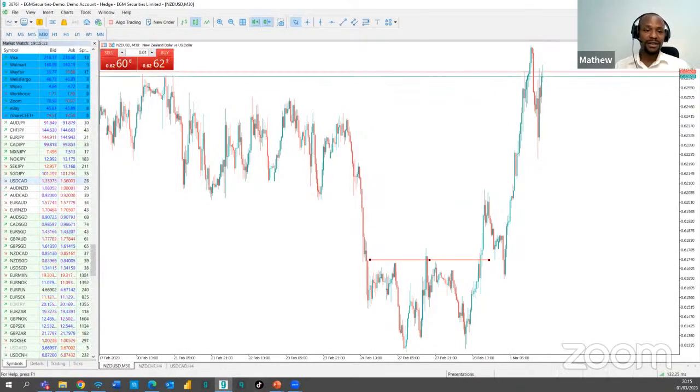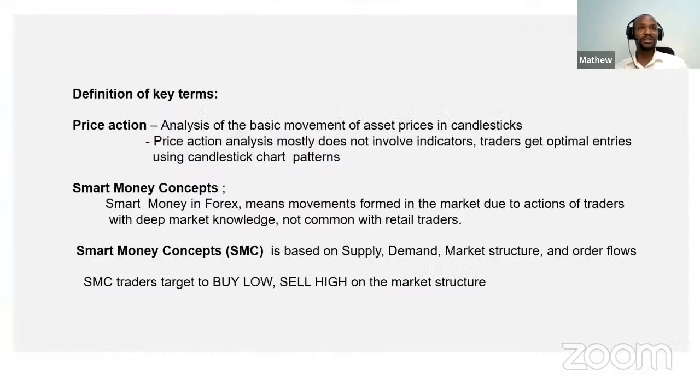Zainab told us that price action is just the basic movement of asset prices in candlesticks, and it mostly does not involve indicators. You're looking for optimal entries, optimal sell positions, optimal buy positions using the candlestick chart pattern. So how can you combine that with the deeper knowledge of what might be happening in the market? Of course, using the market structure to find good entries. And that's what we are on to.